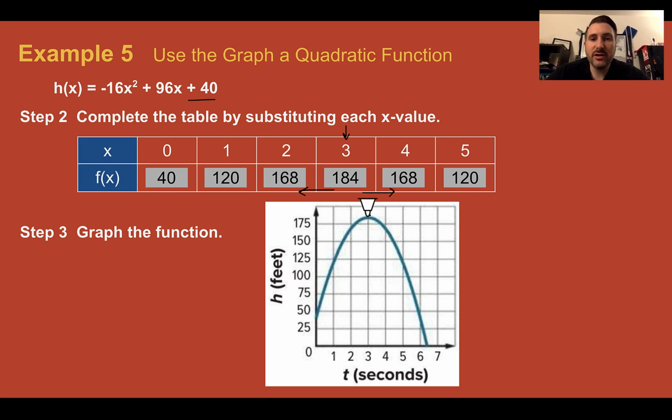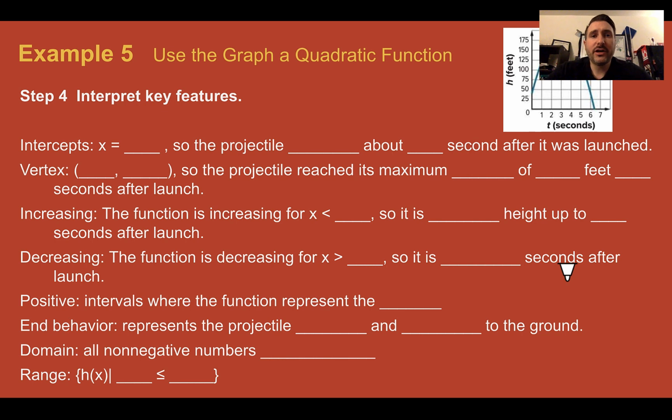Next, if we graph our function, here we can see our vertex at 3 seconds is up to 184. Our y-intercept here is at 0, 40. And we could have plugged in any of these other values to help graph our smooth curve. Now that we have our graph, let's interpret some of the key features. So interpreting here is going to be a pretty important part of graphing within a context.